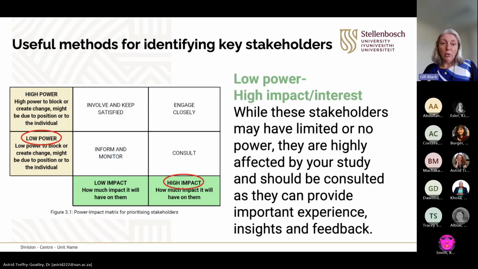And then you've got your low power and high impact. So these stakeholders might have no power, but they could be very highly impacted by your study. And so they should be consulted because they can provide both important experience and insights as well as feedback on your study.